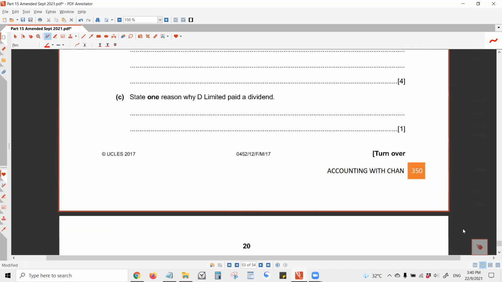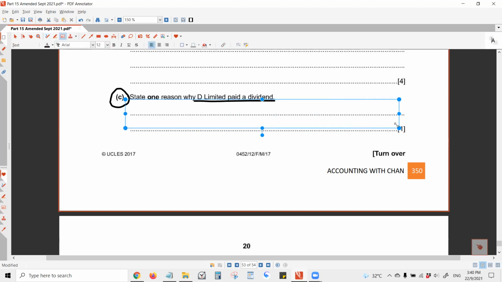Now, a different kind of question here. Page 350. State one reason why D Limited paid a dividend. Have you seen such a question before? No, right? Basically, here you can talk about the purpose of paying a dividend. So you write, to reward shareholders for their invested fund.